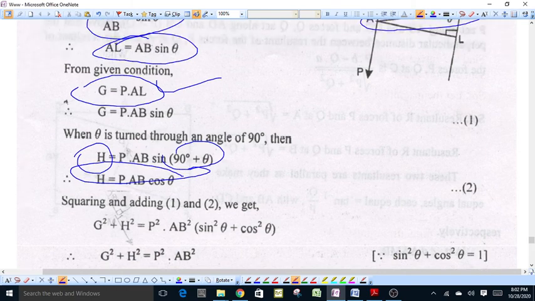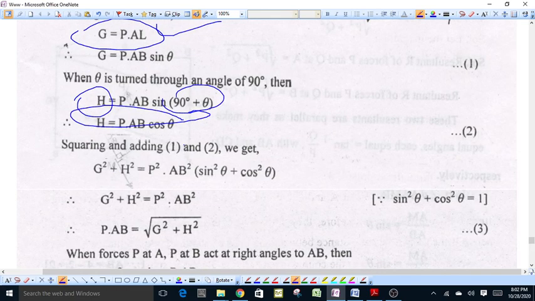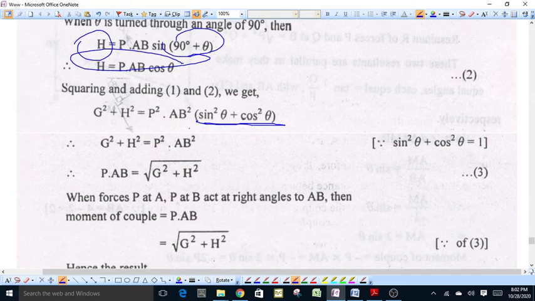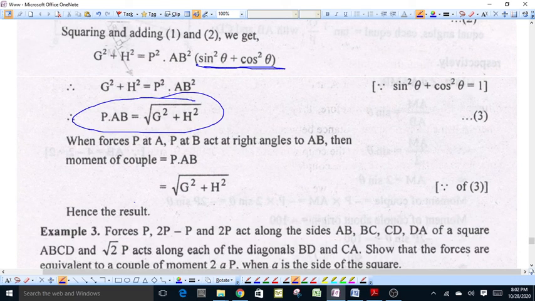Now squaring and adding equations first and second, G square plus H square will be equal to P square AB square into sin square theta plus cos square theta. From this relation, we have G square plus H square is equal to P square into AB square. Then P into AB will be equal to under root G square plus H square. This P into AB is the moment of the couple. Therefore, the moment of this couple will be equal to under root G square plus H square.